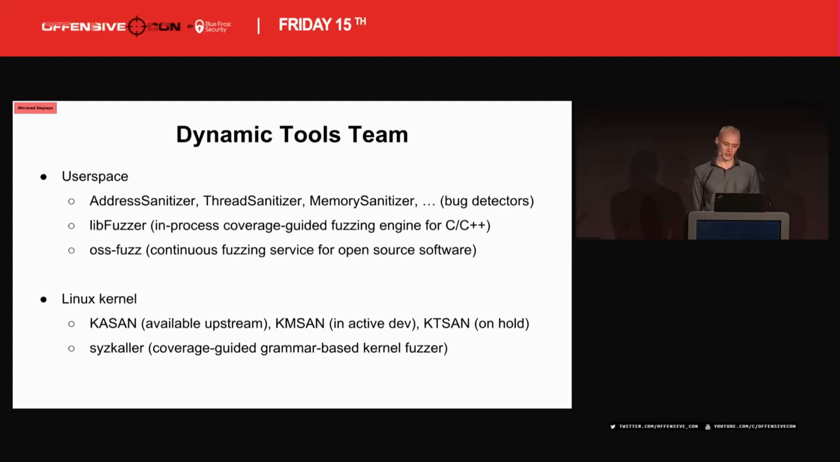The part of the team that does kernel stuff also made a bunch of tools similar to ASAN, TSAN, and others for the kernel, called KASAN and KMSAN. They are bug detectors. And the thing that we'll be talking about today is called Syzkaller, which is a coverage-guided, grammar-based kernel fuzzer.